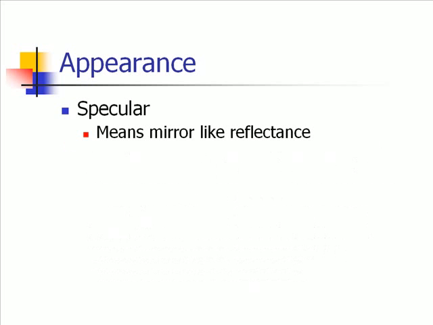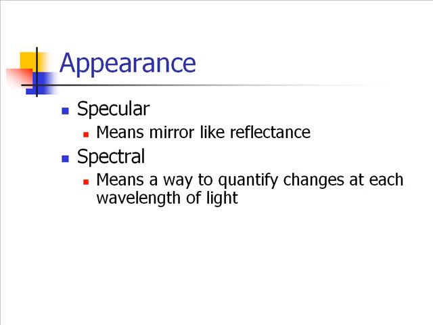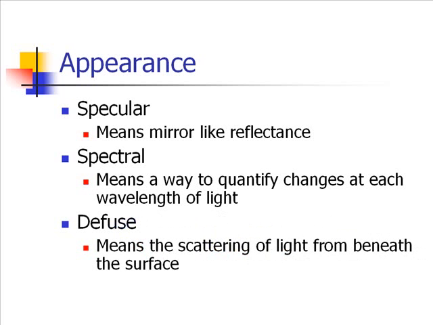Definitions here. Specular means mirror-like reflectance, not affected by the sample itself. Spectral has to do with the different colors of light that fall on the object. And diffuse means the scattering of light from beneath the surface. So the light actually penetrates the surface, interacts with the pigment particles, and then is reflected out, and then we see that as the color of an opaque object. Two different sources of what we see.